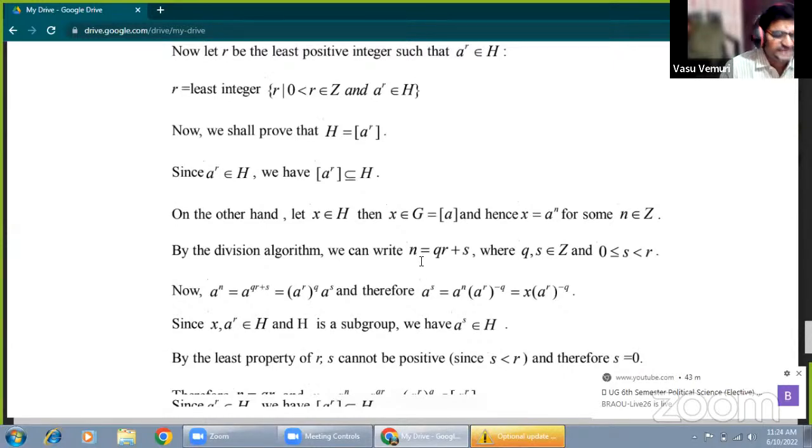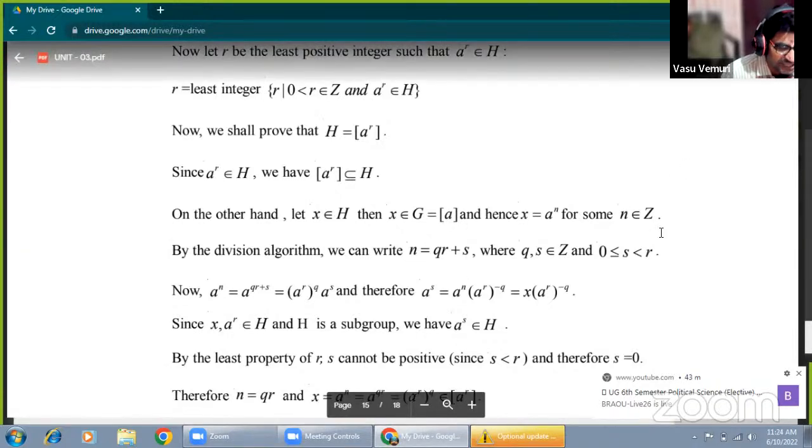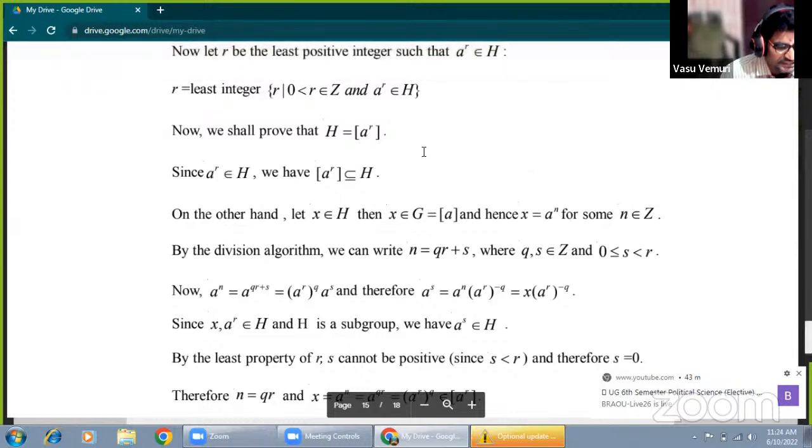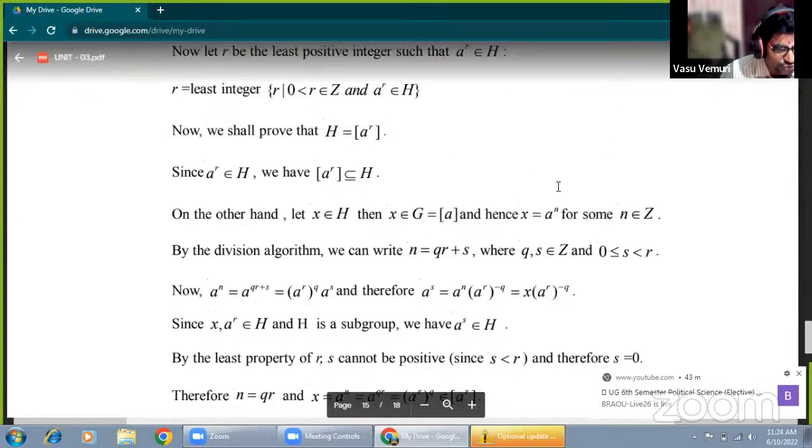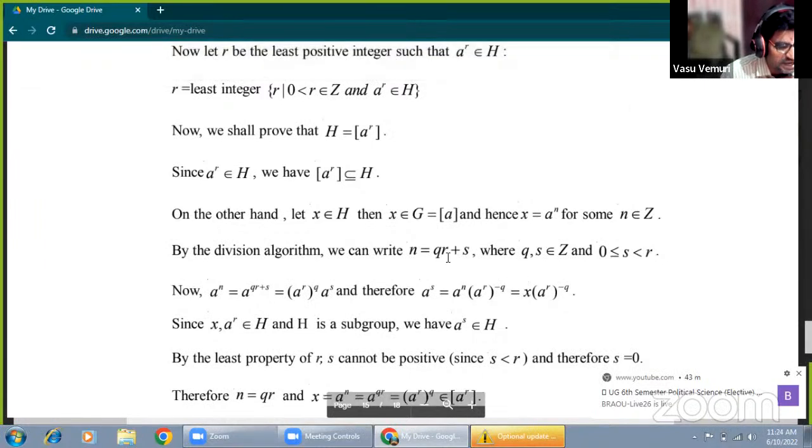Now again applying the division algorithm, n equal to QR plus S, where S is greater than or equal to 0, but less than R. This is the division algorithm from the lower class level. Let Q be the quotient, R the divisor, and S the remainder. So n equal to QR plus S, where Q and S are integers, and S is greater than or equal to 0 but less than R.